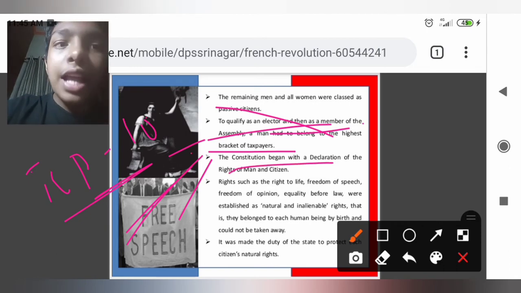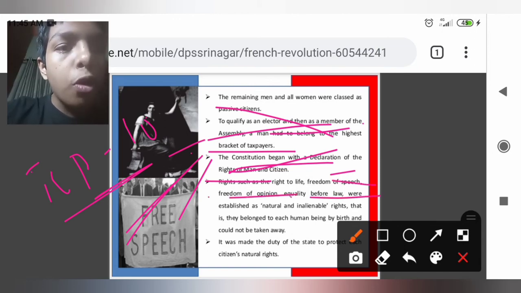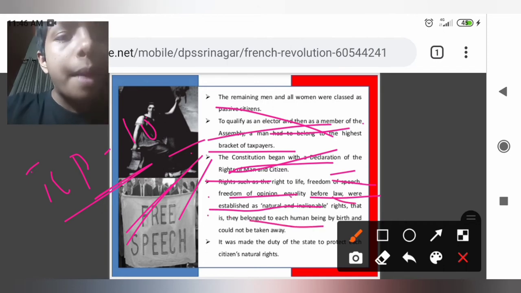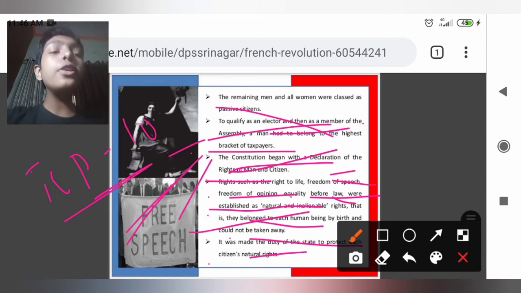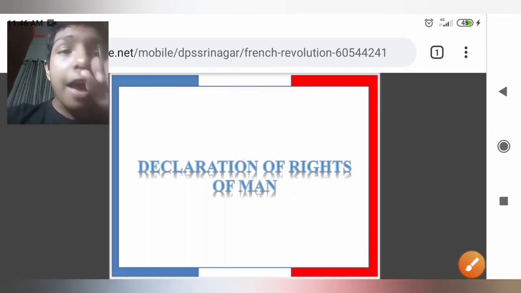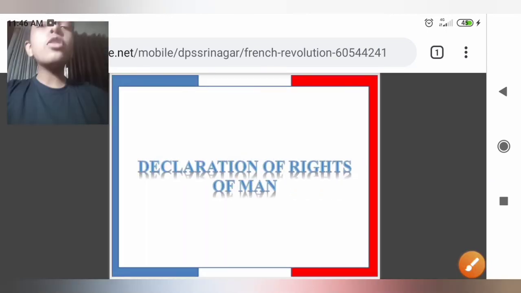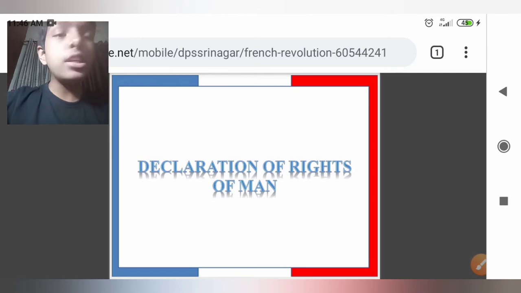The Constitution began with the Declaration of Rights of Man and Citizens. Rights such as right to life, freedom of speech, freedom of opinion, equality before law were established as natural and inalienable rights. That is, they belong to each human being by birth and could not be taken away. It was made the duty of the state to protect such natural rights. And you know, the French Revolution was very helpful for India too, as our leaders looked to the French Revolution and got the idea of the Indian Constitution.